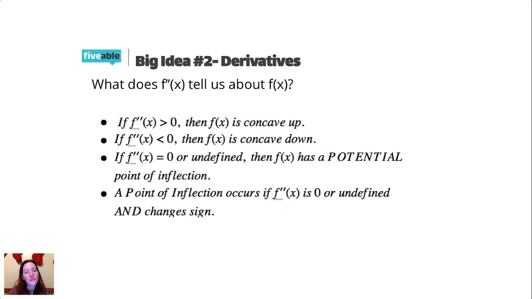The second derivative tells us about concavity, right? If the second derivative is positive, that tells us that f of x is concave up. If f double prime is negative, then f of x is concave down. If it's 0 or undefined, then f of x is a potential point of inflection. But again, it's not a point of inflection until it changes sign, right? So if f double prime of x is 0 or undefined and changes sign, then we have what we call a point of inflection, where the concavity is changing, right?